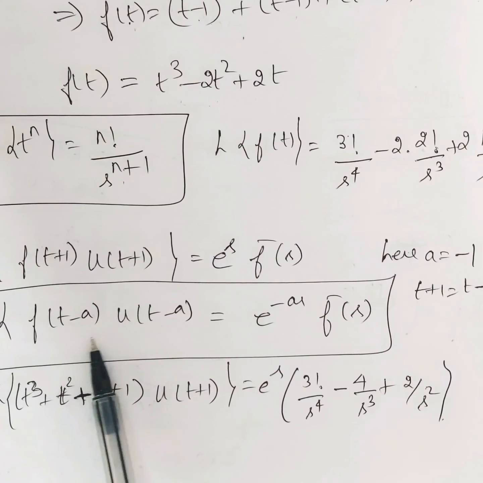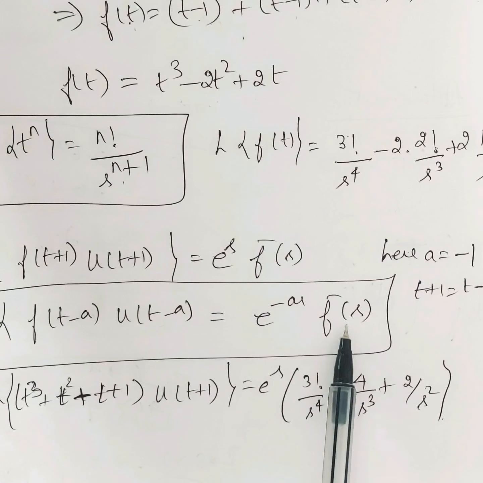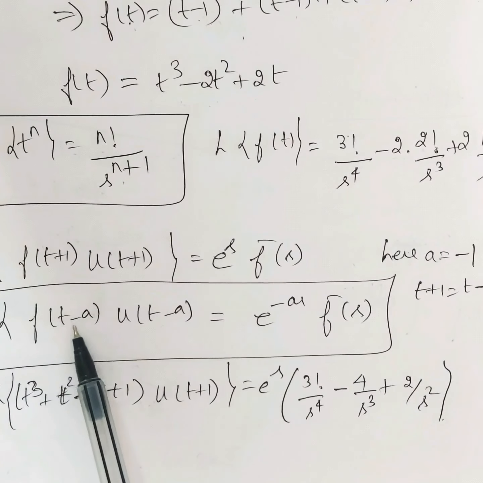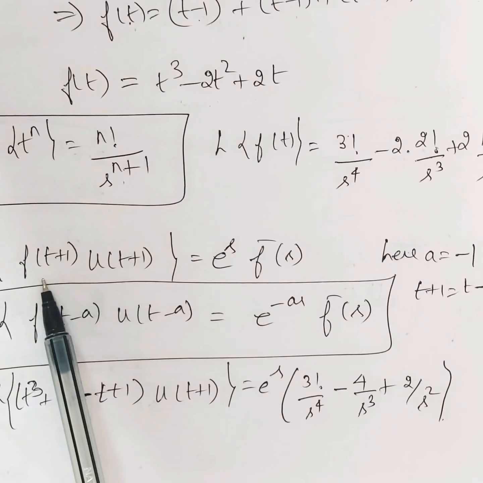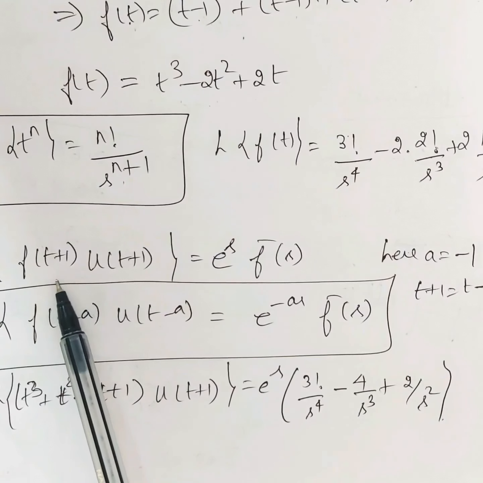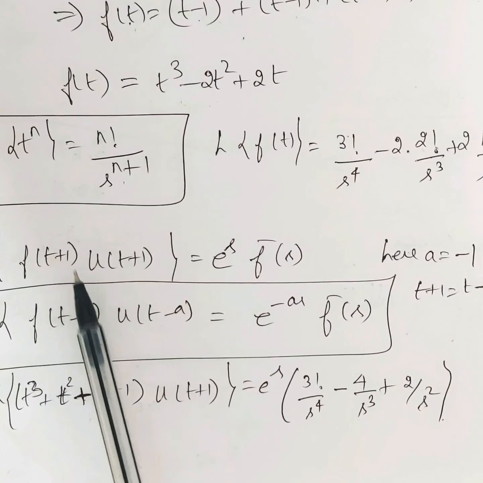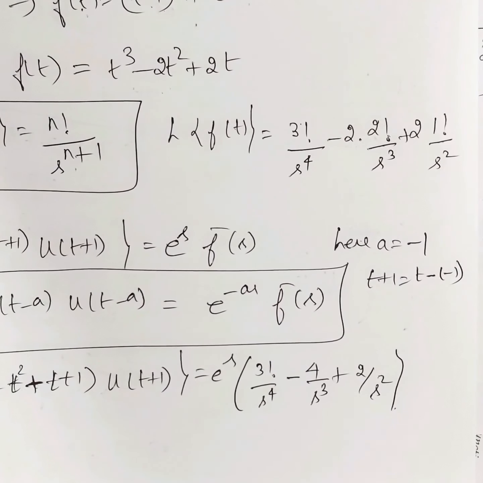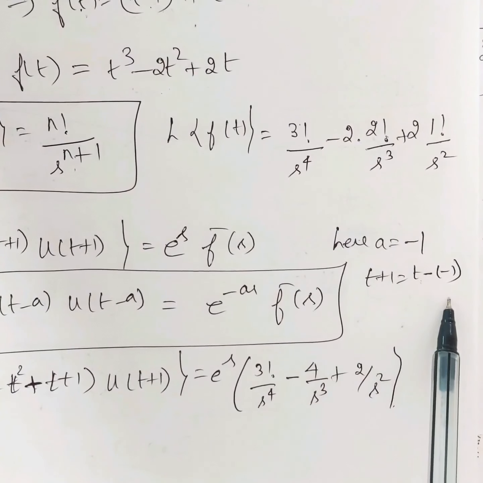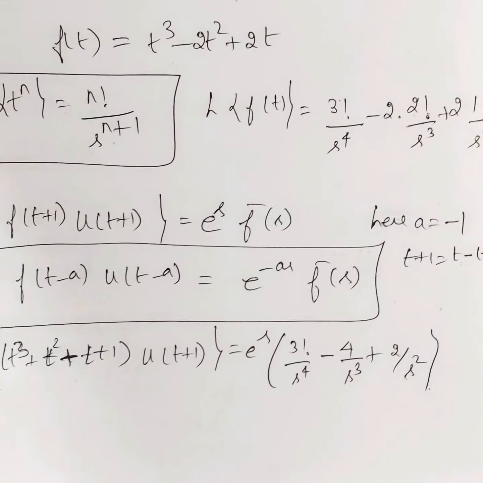Laplace of f of t minus a into u of t minus a is e power minus as into f bar of s. This is the formula. Here in the place of t minus a, what we have in our question? f of t plus 1. Correct? The whole thing we have taken as f of t plus 1 into u of t plus 1. Just compare in the place of a what I have. T plus 1, I can write it as t minus 1. Correct? So in the place of a, I have minus 1.